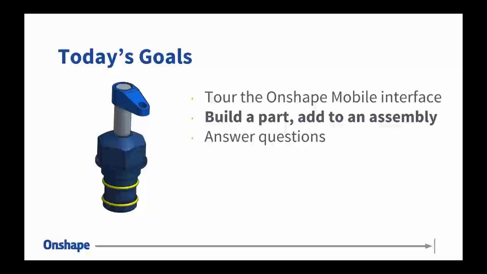Real simple. Build a basic part. We're going to go over some sketch basics, how to create simple circles, lines, relations, those kinds of things. And then we're going to add it to an assembly, of course. So kind of a day in the life of an Onshape user, but maybe they only have their iPad or their Android phone, for instance, available.